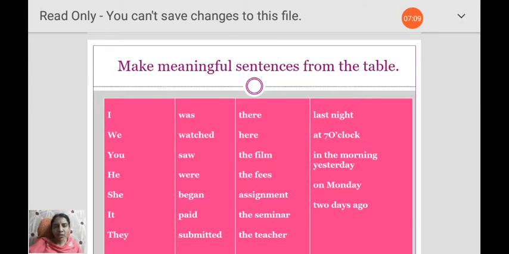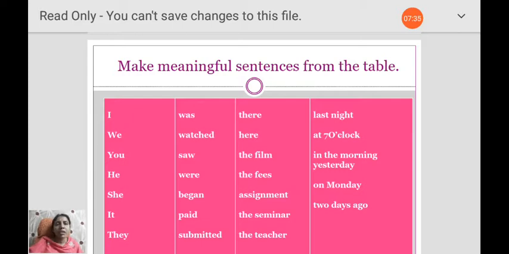She started, that means writing. And anything you can make. She was there last night, or she was there in the morning yesterday. She watched the film on Monday, 2 days ago, anything that matches very well. And it was there last night, or it was here at 7 o'clock, something like that.